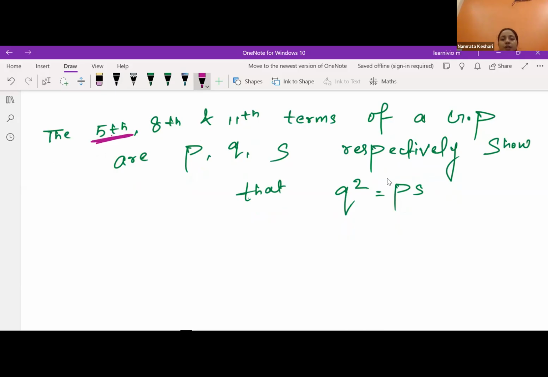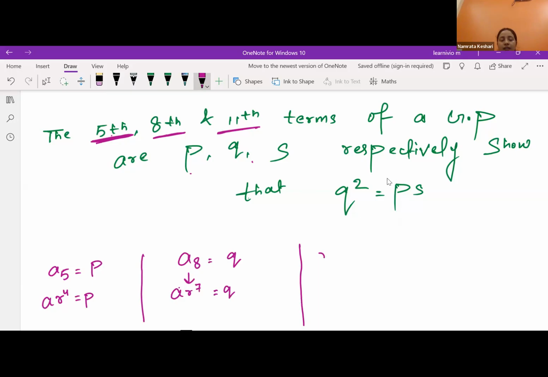That fifth term, eighth term, 11th term is P, Q, S. Fifth term is P. A5 is P. Okay, the formula is A R to the power n minus 1. n we know is 5, that is 5 minus 1, that means 4. That is P, right, Nabila? Yes, ma'am. Okay, the eighth term is Q. That means A R to the power 8 minus 1. For the eighth term, can I write A R to the power 7? That is Q.